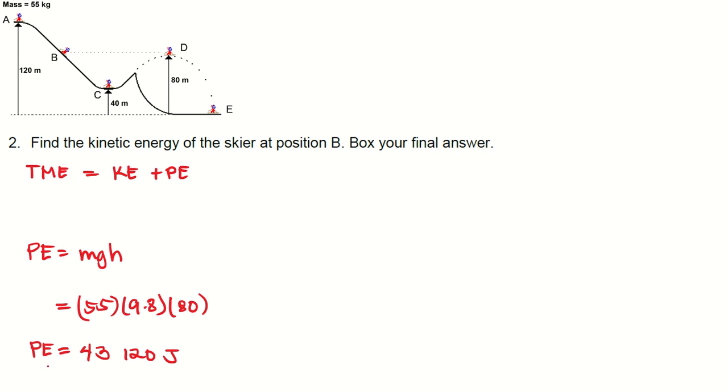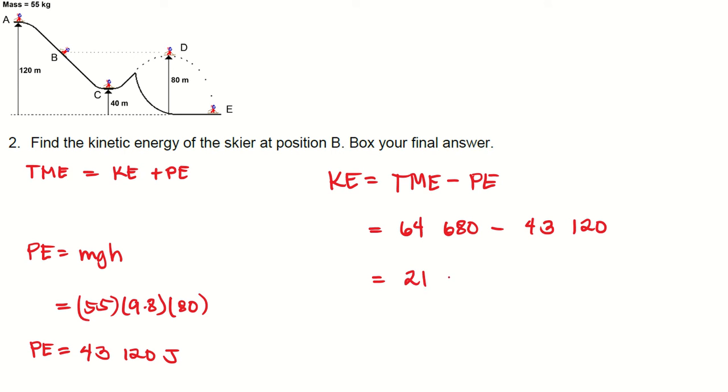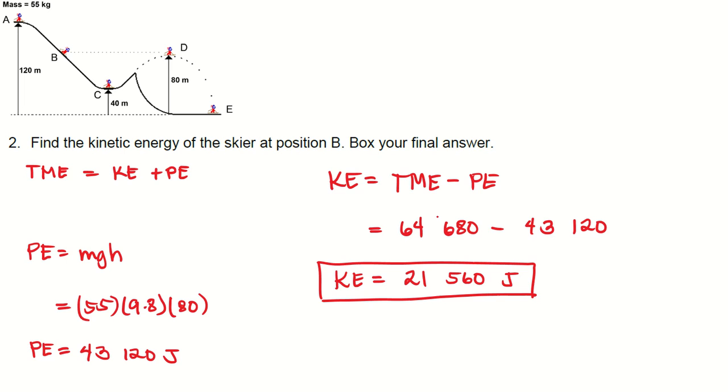Now, since the potential energy is 43,120 joules, to find the kinetic energy, we should just subtract the potential energy from the total mechanical energy. So the total mechanical energy is 64,680 minus the potential energy, which is 43,120. We get 21,560 joules. So the kinetic energy of the skier at this point is 21,560 joules.